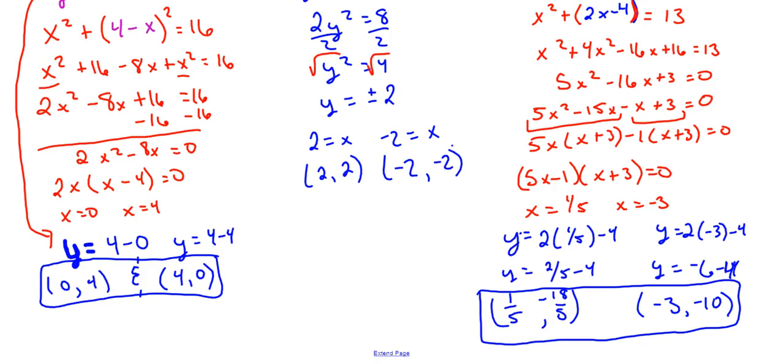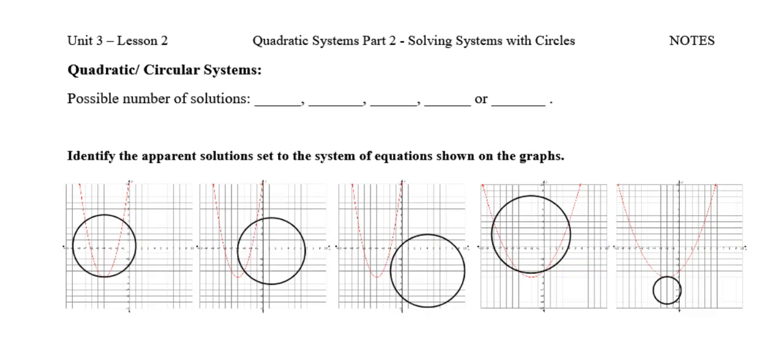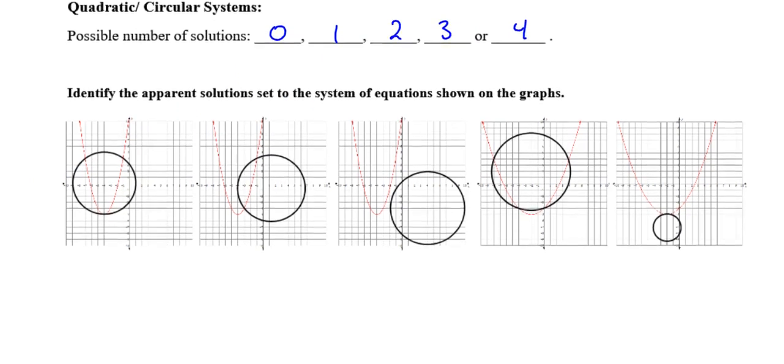Alright, so we'll move on to the next topic here, which is quadratic circular systems. So again, we're going to be looking at graphs here, and the possible number of solutions with a circle and a quadratic function would be 0, 1, 2, 3, or 4. Alright, so those are the possible numbers of solutions we can have when two curves intersect.